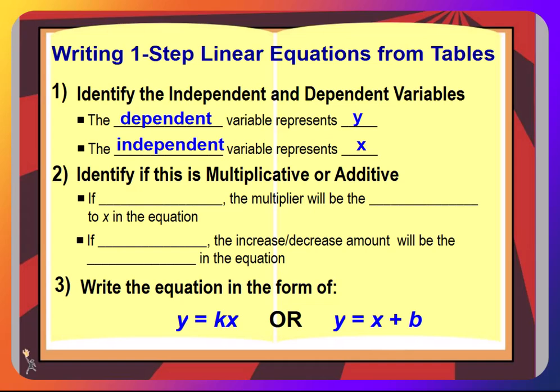Okay, so once you've identified that independent and dependent, you move on to step 2, which is to identify if it's a multiplicative or additive relationship. If it's multiplicative, the multiplier will be the coefficient to x in the equation. We learned about that when we started talking about algebra, our intro to algebra, the different parts of algebraic expressions. That number that you multiply with the variable, that's your coefficient. If it's additive, then the increase or decrease amount will be the constant in the equation. So we talked about constants also. We said constants are just numbers, that one-time amount that you're adding or subtracting.